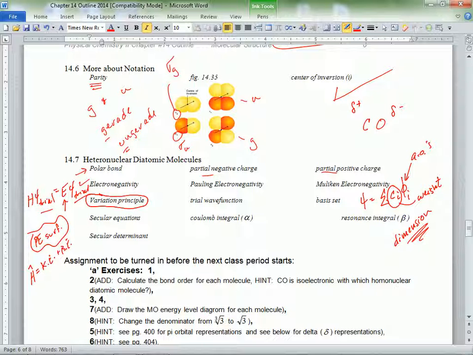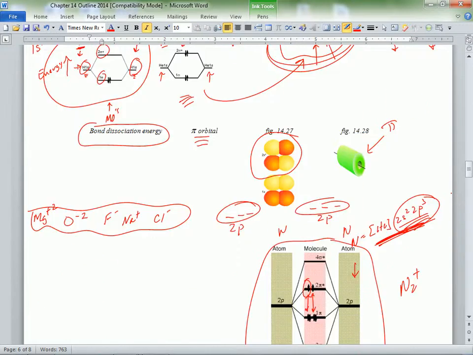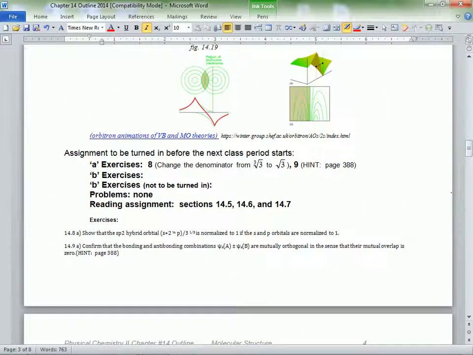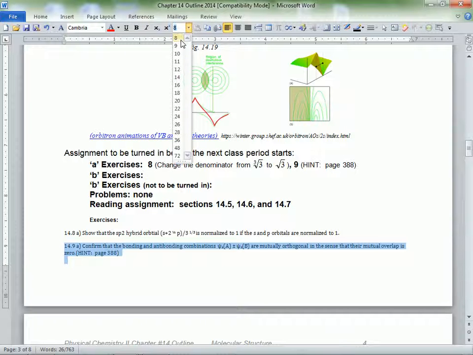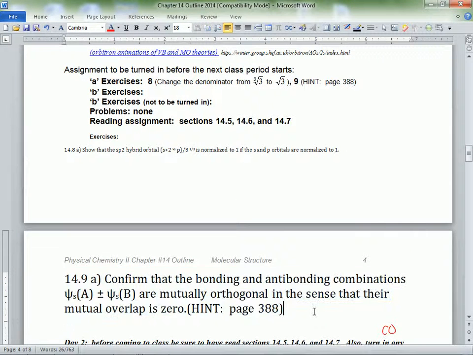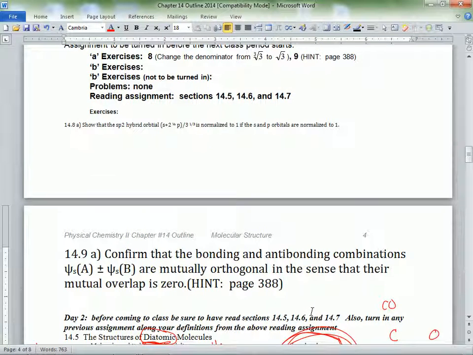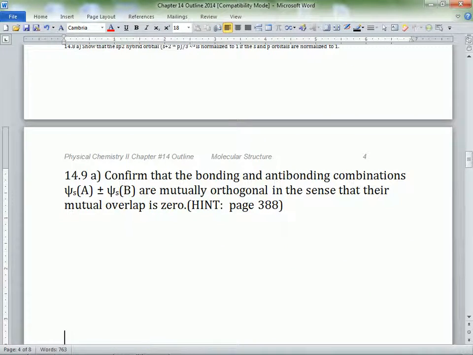So I just want to get started on some homework, and I want to talk about that number 9 that you wanted to see. So if we go back, number 9, hint page 388. What is page 388?